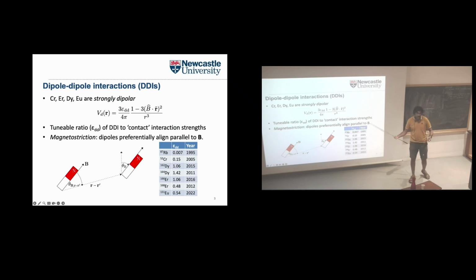So one thing that happens in superfluids, which I urge you to keep in mind throughout the talk, is that, just like your classical magnetic system, the dipole moments energetically align preferentially parallel to the magnetic field. So you have these two magnets that would like to align such that they're like so.